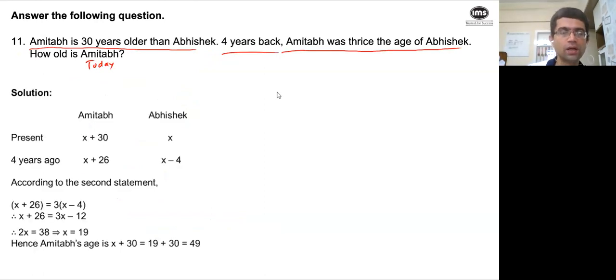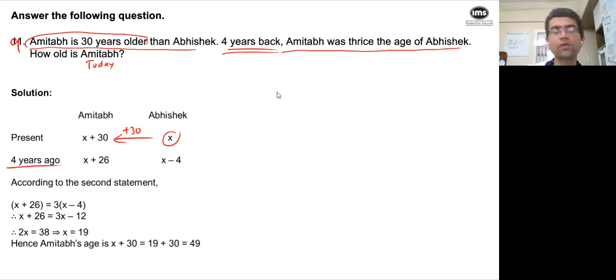Okay. How do we start? Suppose Abhishek is x years old today. So Amitabh is going to be 30 years older than Abhishek today. Now 4 years back, both were younger by 4 years. So x plus 30 became x plus 26, and x became x minus 4.